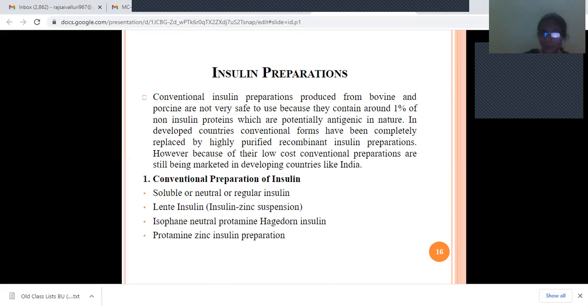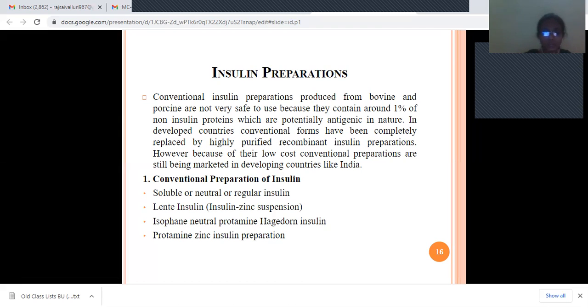The conventional form has been completely replaced by highly purified recombinant insulin preparations. In many developed countries, the conventional preparation of insulin has been banned, and instead the highly purified recombinant insulin preparations are used. But in India, the conventional preparation of insulin is still used because it has a low cost.